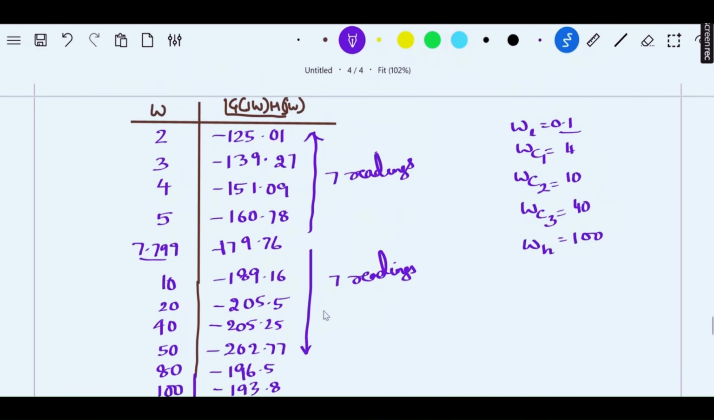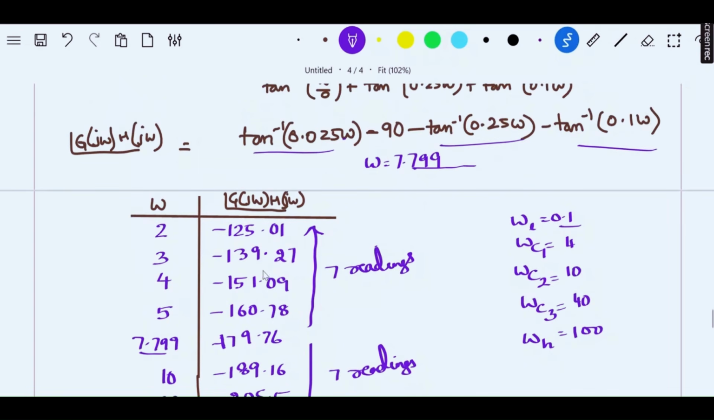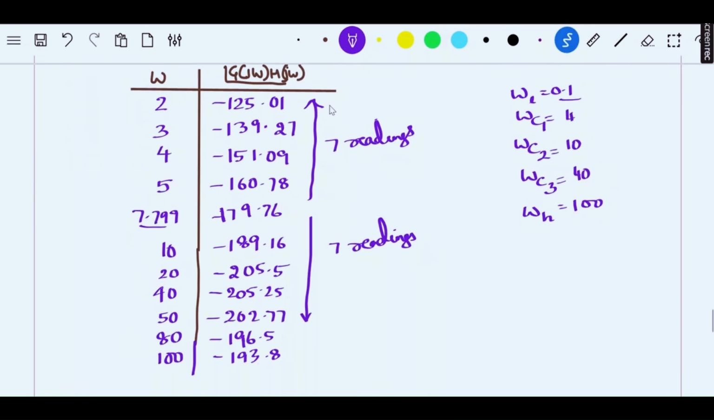Okay, so after substituting each value of omega into this formula, I was able to get these angles. For 2 I got minus 125.01, for 3 I got minus 139.27, and so on till 100, where I got minus 193.8. In between, at 7.795, I got an angle near minus 180. This is very important because we need to mark the minus 180 point on the phase plot.